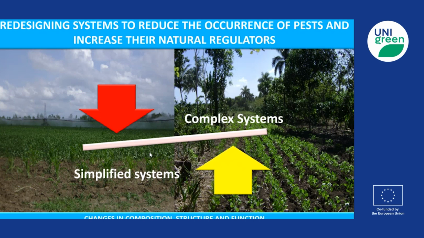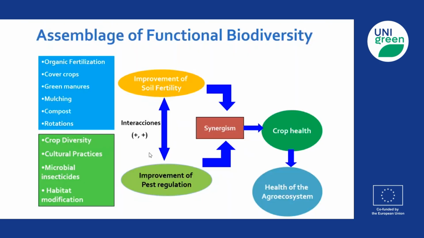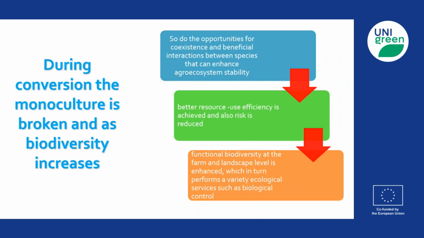And as I showed before, we need to move from this to a complex system. But this is the challenge: how do we assemble this biodiversity to maintain the positive interactions and the synergies, and at the end, a healthy agro-ecosystem? And during the conversion, the first thing that we need to do is bring back the earth.